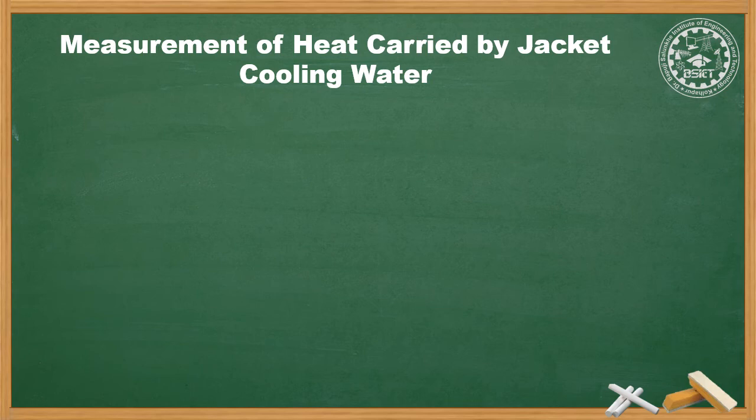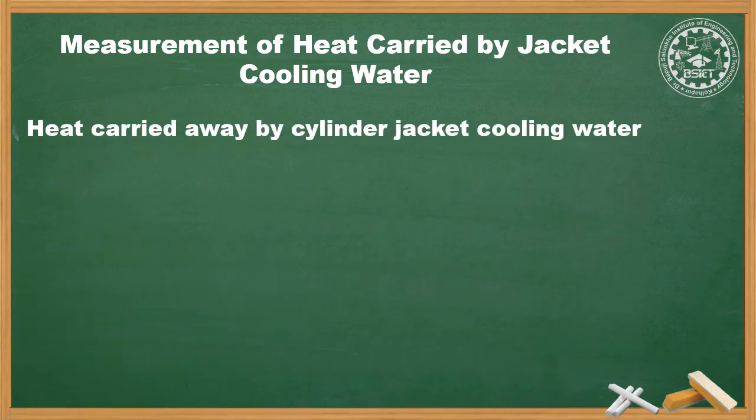It is directly given by the equation: heat carried away is equal to mw into cpw into T2 minus T1, where mw is the mass of cylinder jacket cooling water supplied in kg per minute, T1 is the initial temperature of jacket cooling water, T2 is the outlet temperature of jacket cooling water, and cpw is the specific heat of water. The heat carried away is measured in kilojoules per minute.